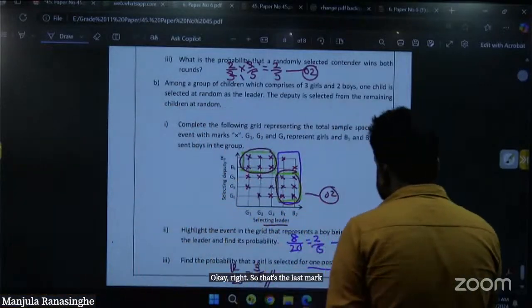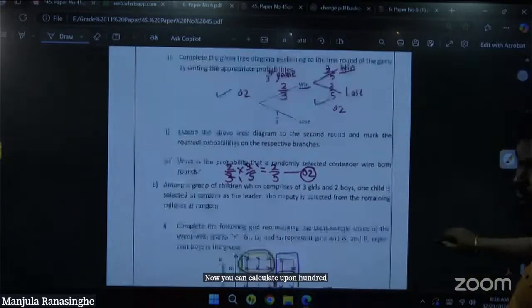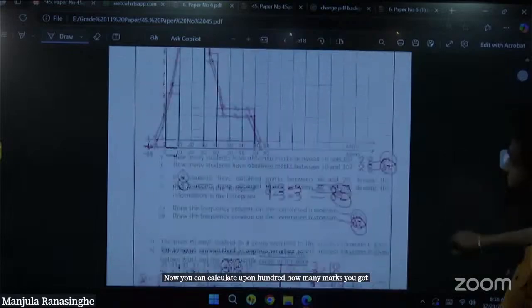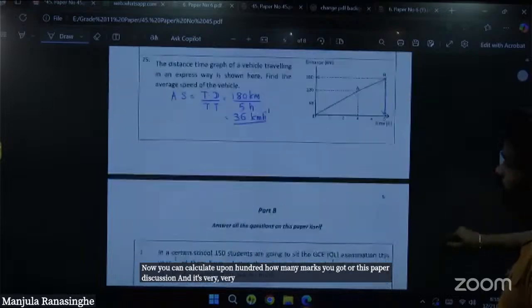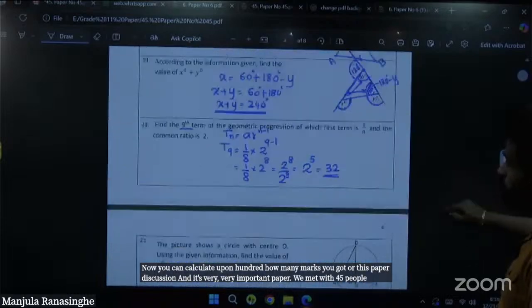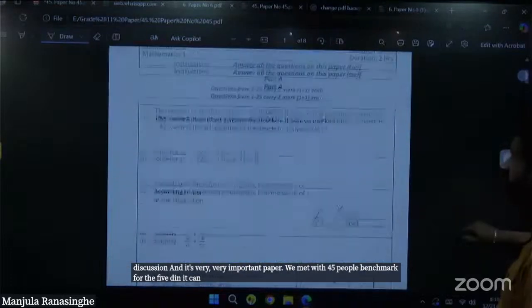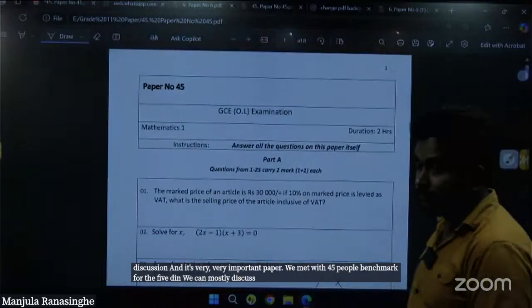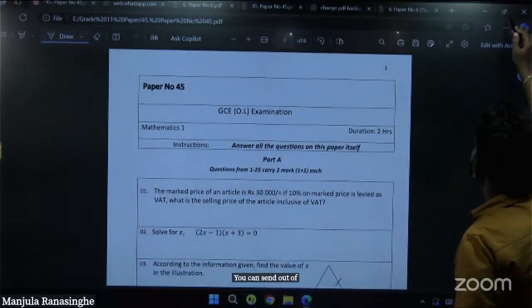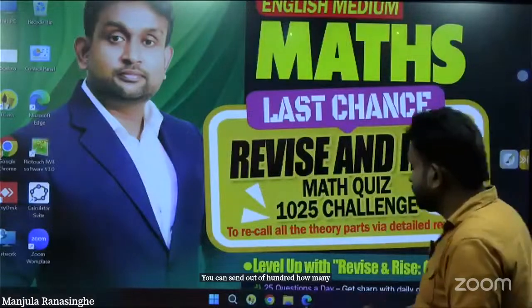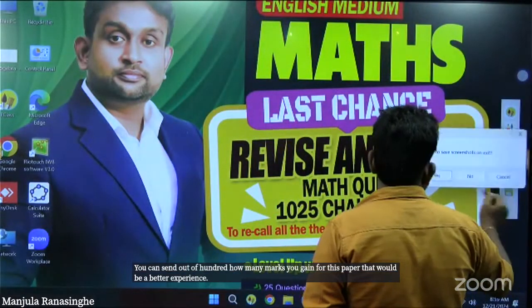1 mark is offered. Now you can calculate out of 100 how many marks you got for this paper discussion. That is a very, very important paper. We met the 45 benchmark, paper 45. Then we can mostly discuss another 10 papers today. Right? You can calculate out of 100 how many marks you gained for this paper. That would be a better experience of the first papers.